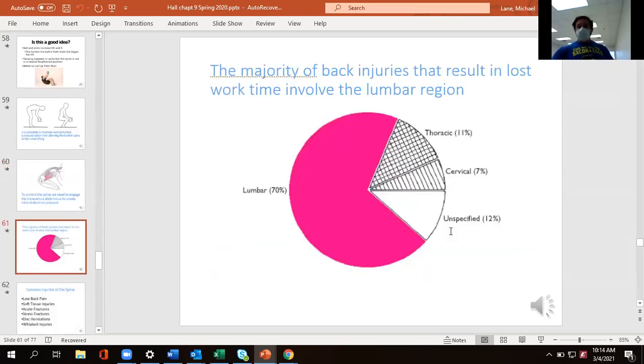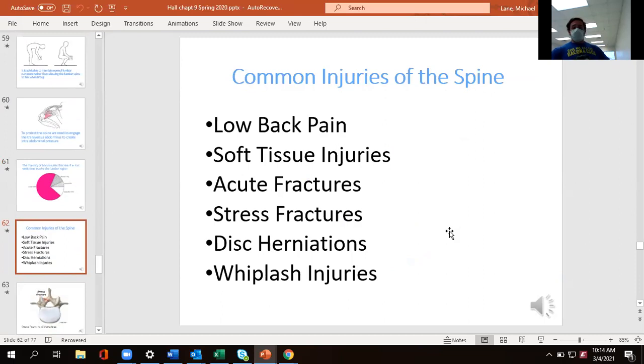Now, when it comes to back injuries, most of them are going to be in the lumbar region. So we're talking about obviously the low back. Sometimes they'll be in the thoracic, a small amount in the cervical, and then a small amount we just don't even have the numbers for, because people don't always report things correctly. So yes, low back pain is sometimes a hard thing to pin down, because it shows itself in a lot of different ways.